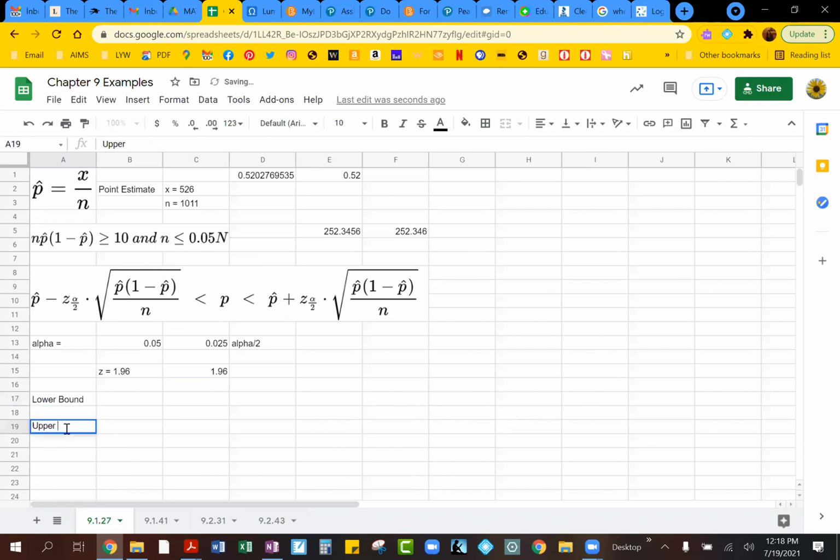and then we'll calculate the upper bound. So remember, the lower bound is going to be the minus formula with the minus sign, and the upper bound is going to be the formula with the plus sign. So you need to do, again, equal to, our p hat value is the 0.52 from here. So you can either use the cell, or you can type in 0.52 over here. Then from that, we are subtracting our z value, which came out to be 1.96. So that's going to be this cell with 1.96. And then we multiply.